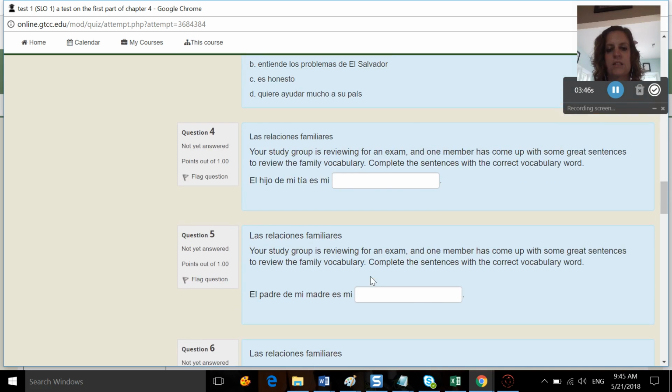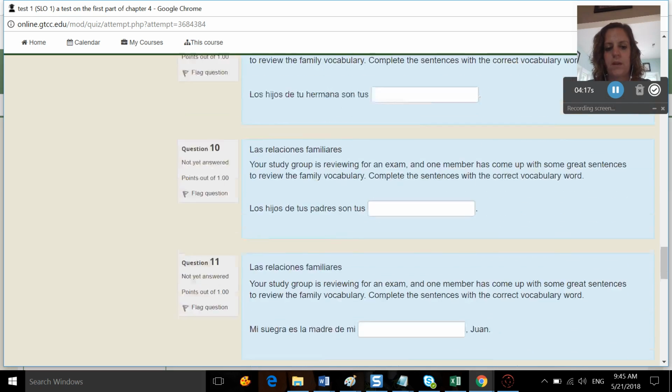Okay, las relaciones familiares. Your study group is reviewing for an exam, and one member has come up with some great sentences to review the family vocabulary. Complete the sentences with the correct vocabulary word. So el hijo de mi tía es mi, and then you just list what that is, whether it's brother, sister, etc. The modifier has already been given, like a possessive adjective is already in front of the blank, so you don't need to put an article with whatever familial relationship you plug in there. You just need to write in the familial relationship. Okay.